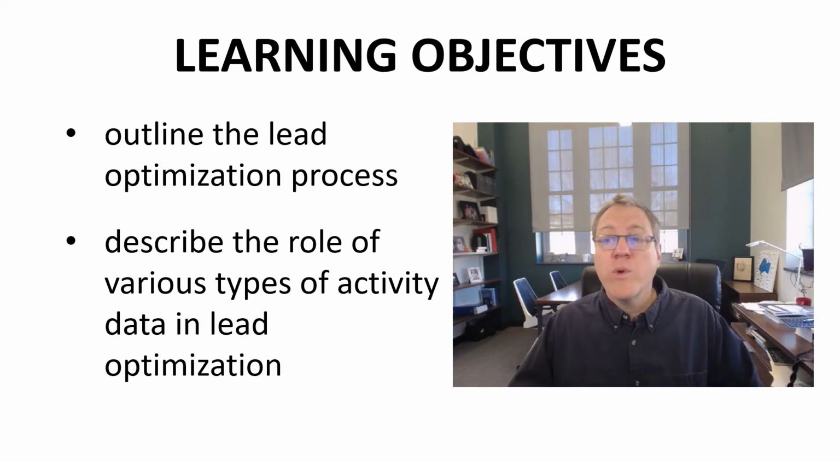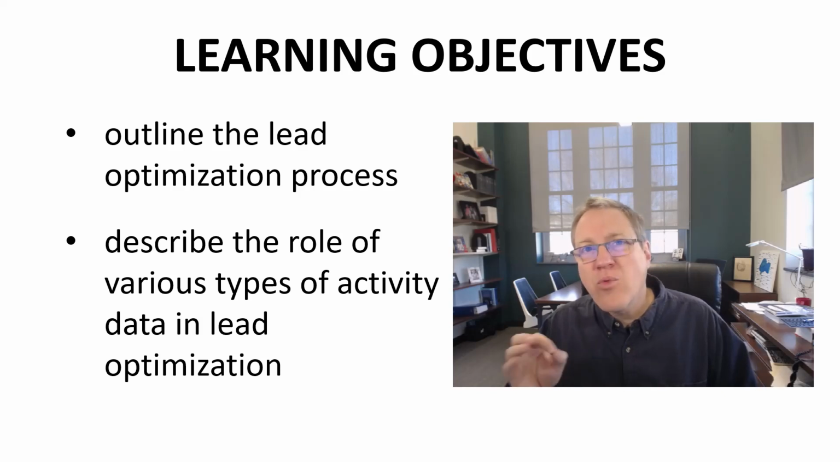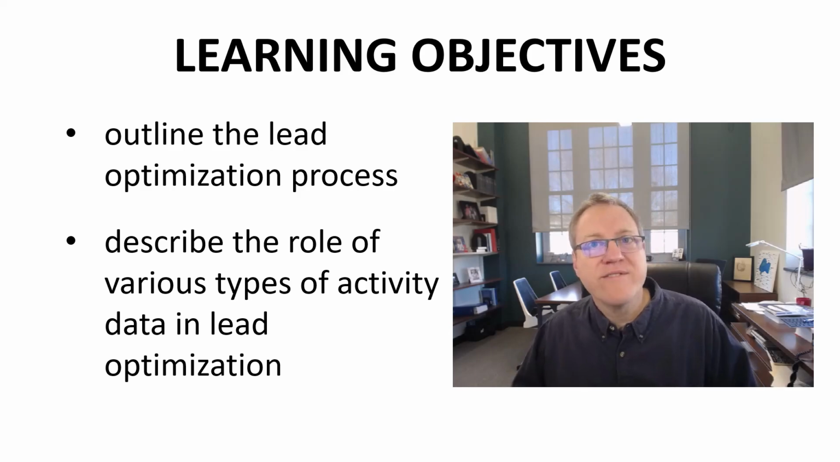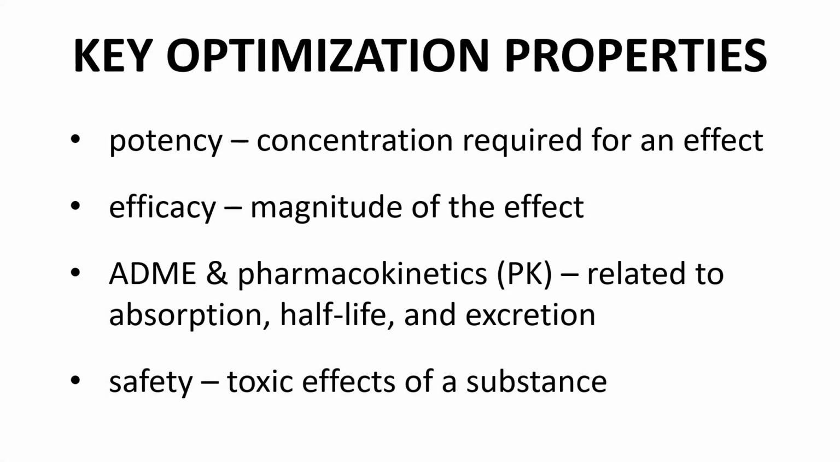During this video, we will outline the lead optimization process and describe roles of various types of activity data in the process. From lead selection, we have a lead. Actually, a series of leads, a lead series. During lead optimization, the concept of optimization applies to the properties of the compounds.